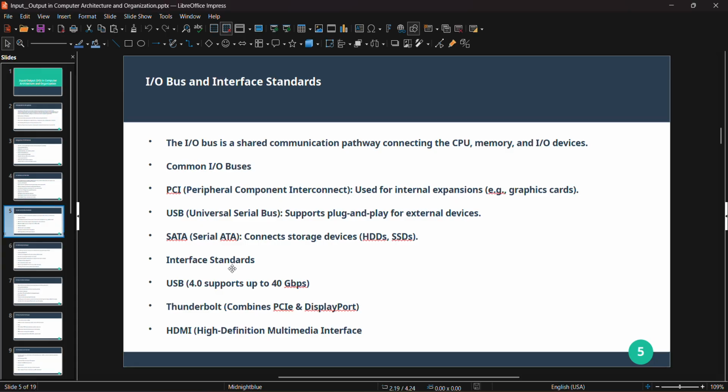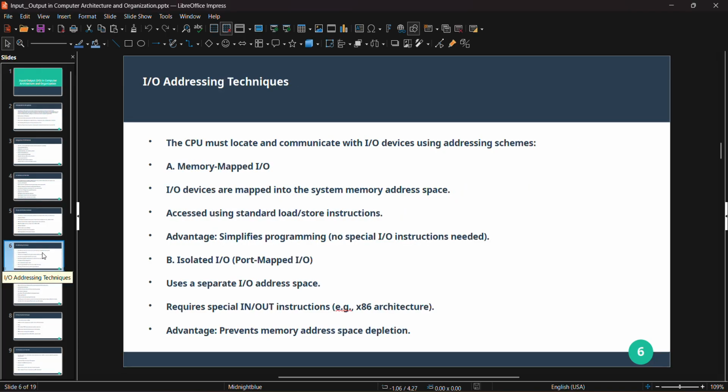The interface standards. So these are the USB, the Thunderbolt, and then the HDMI, the High Definition Multimedia Interface. Okay, now let's move on to the addressing techniques. The CPU must locate and communicate with input output devices using addressing schemes. This is where the addressing techniques play a role in input output systems, right? So we have the memory mapped input output system, or the memory mapped IO. Now the IO devices are mapped into the system memory address space.